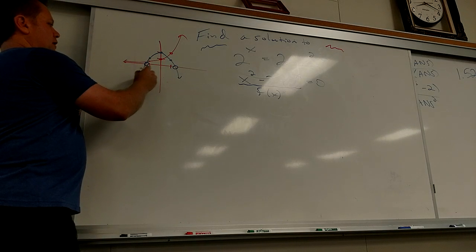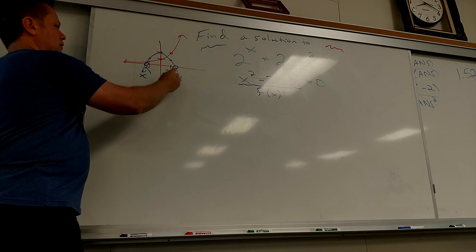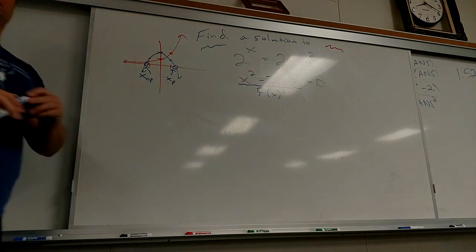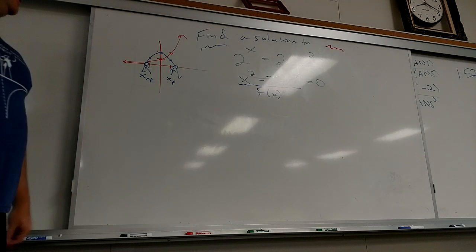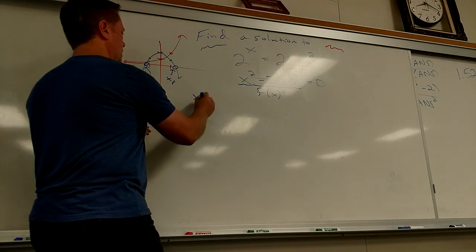So I'm going to call this xn for x negative. Well, that might not be a good idea. That's xp, and this is x np. It's not positive. So I'm going to find xp first. I'm going to find the x positive one first.